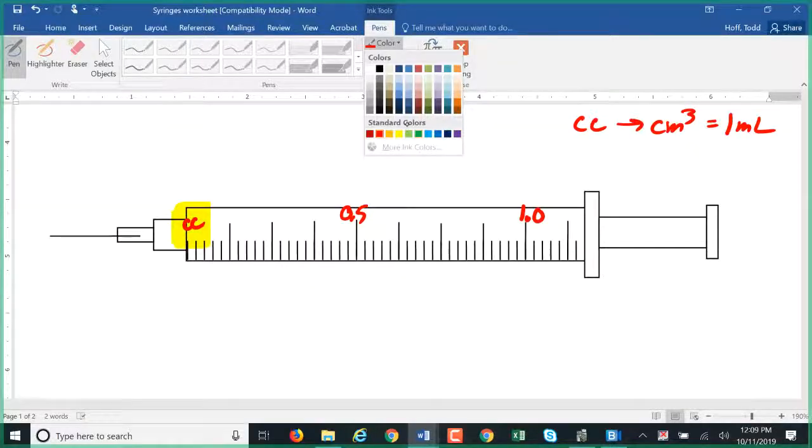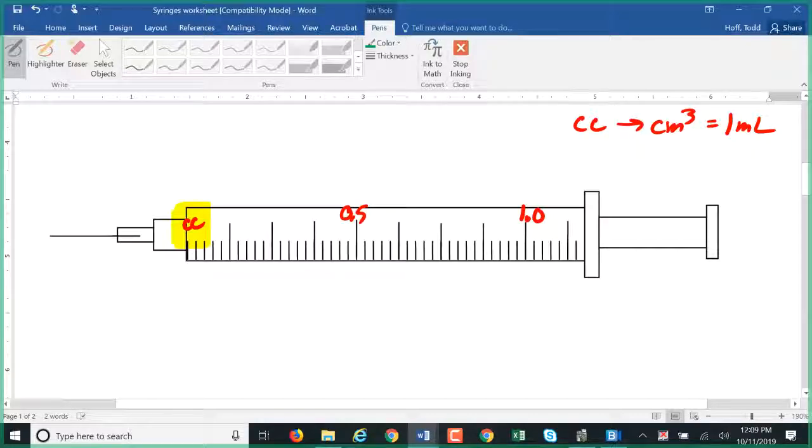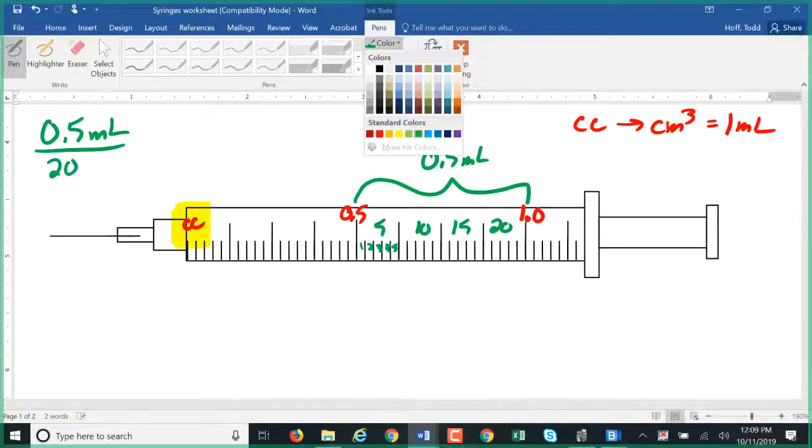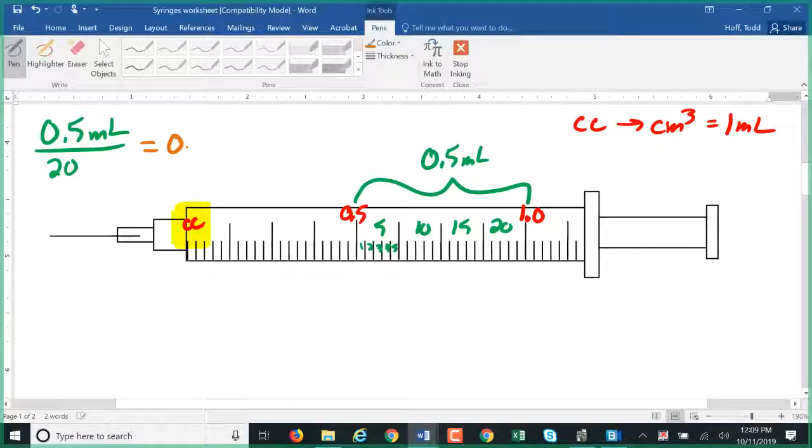So here, we don't have whole milliliter gaps, or whole cc gaps, whichever way you want to look at it, but let's go from the 0.5 up to the 1. That is a 0.5 milliliter, or 0.5 cc range. And we have 1, 2, 3, 4, 5, so 5, 10, 15, 20 divisions again. If I divide that out, that's 0.025 milliliters per division. Now, to be totally frank with you, counting up by 0.025 is really not fun.